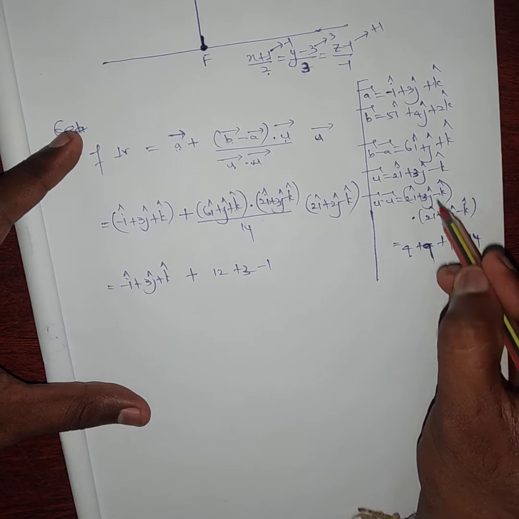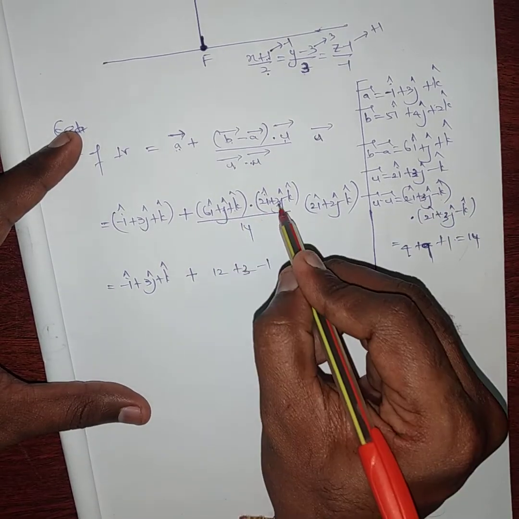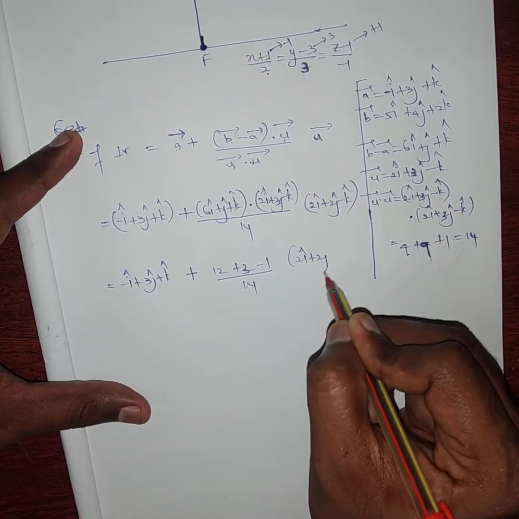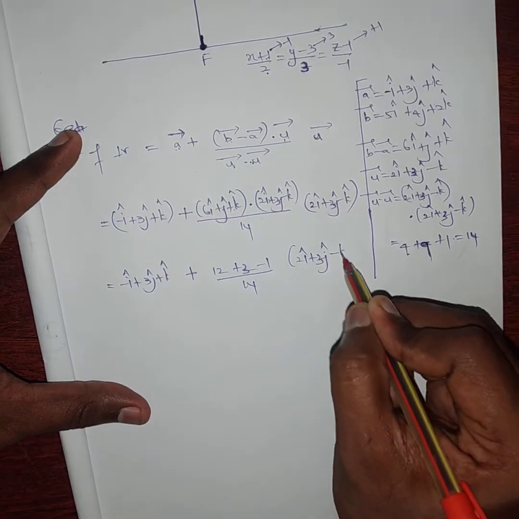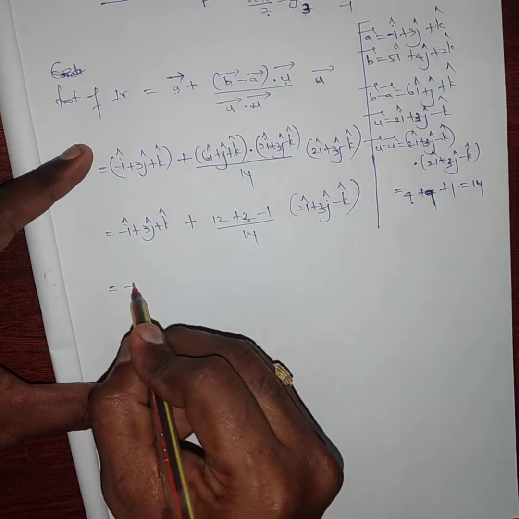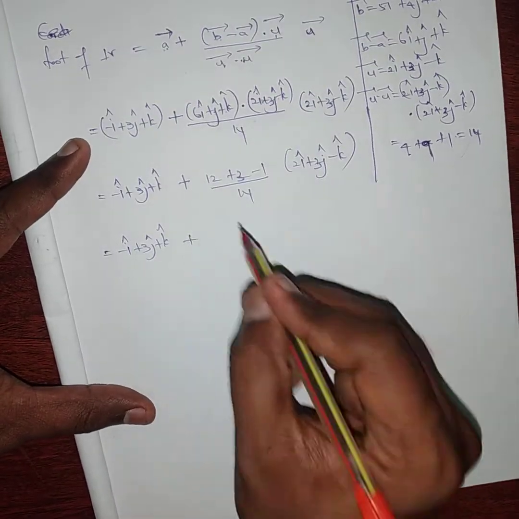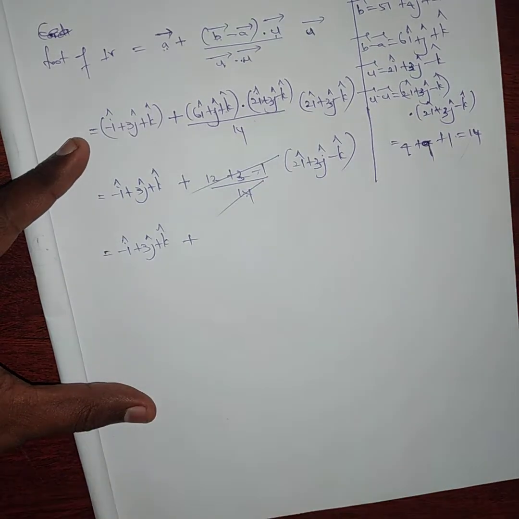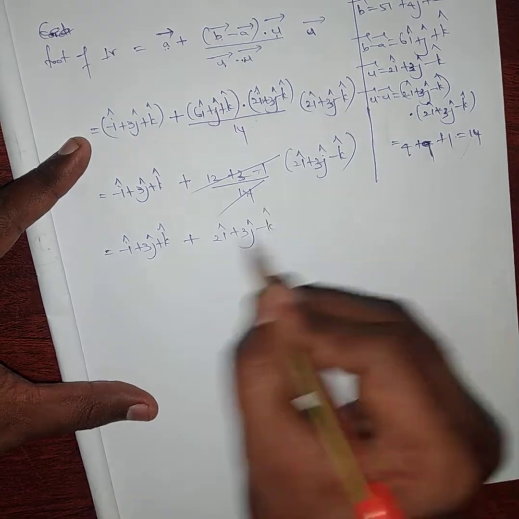I changed the u here, but I forgot to change here u. So u is nothing but 3. So I put 3 here also. Next 14, 2 i cap plus, here also I need to change the u, 3 j cap minus k cap. So minus i cap plus 3 j cap plus k cap plus 14. 12 plus 3, 15. 15 minus 1, 14. Both will be cancelled. So what is the remaining here? 2 i cap plus 3 j cap minus k cap.